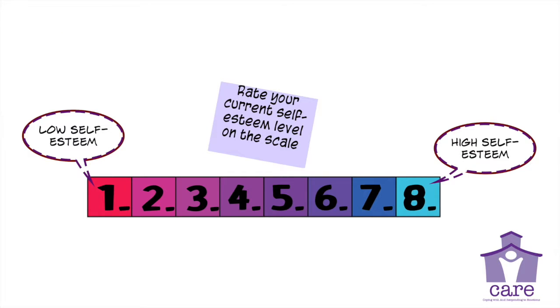And then once they're done with that, you're going to have students rate their current self-esteem level on this scale. 1 would be low self-esteem, 8 would be high self-esteem, and then in the middle would be our numbers right here. Tell students that you really want them to be honest with this rating, that they're not going to share their ratings with anyone else, even you. This is just a chance for them to honestly reflect on where they are right now.